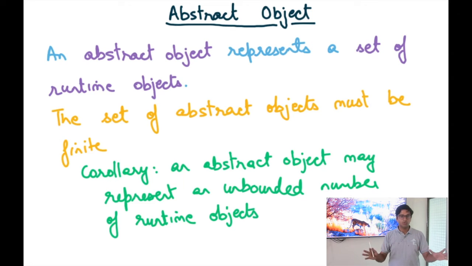So whatever scheme you use to partition these runtime objects into abstract objects must ensure that the set of abstract objects is finite. And a corollary of that is that a single abstract object may represent an unbounded number of runtime objects, because after all, the total number of runtime objects is unbounded. And if we are trying to represent them through a finite number of abstract objects, that means each abstract object may potentially represent an unbounded number of runtime objects.